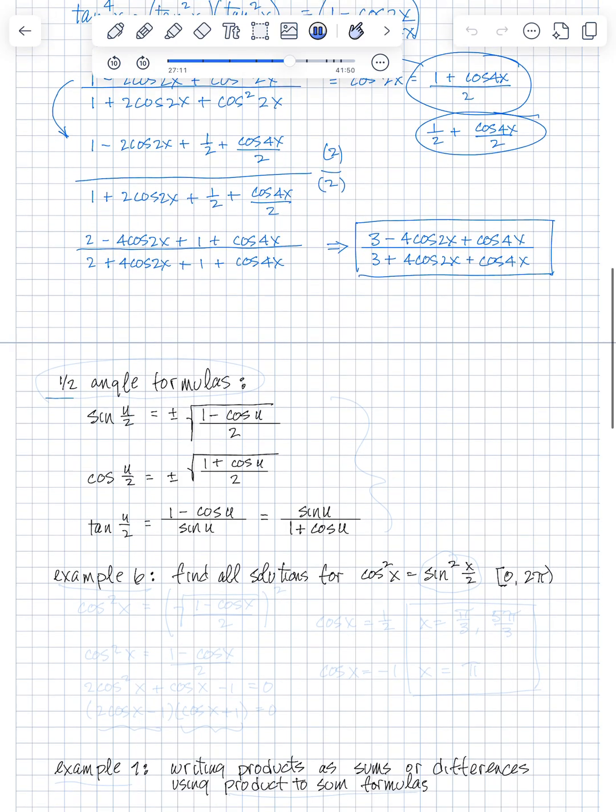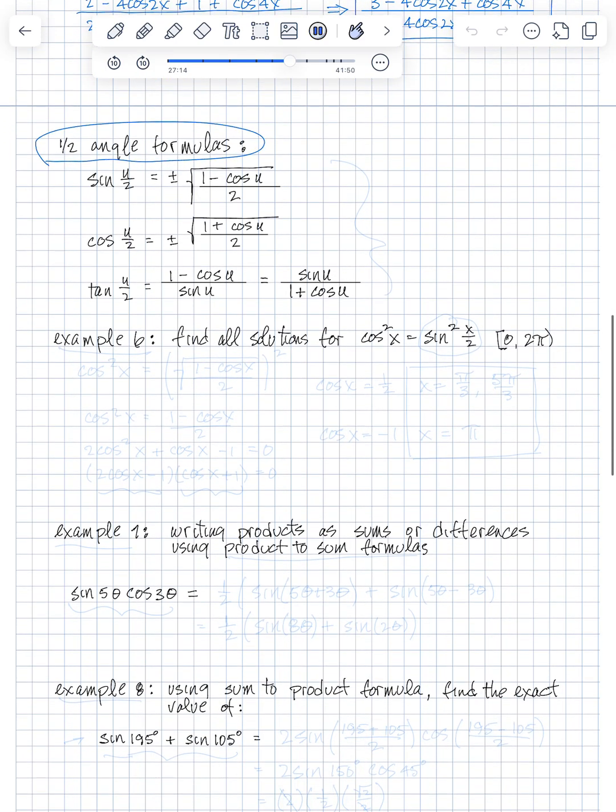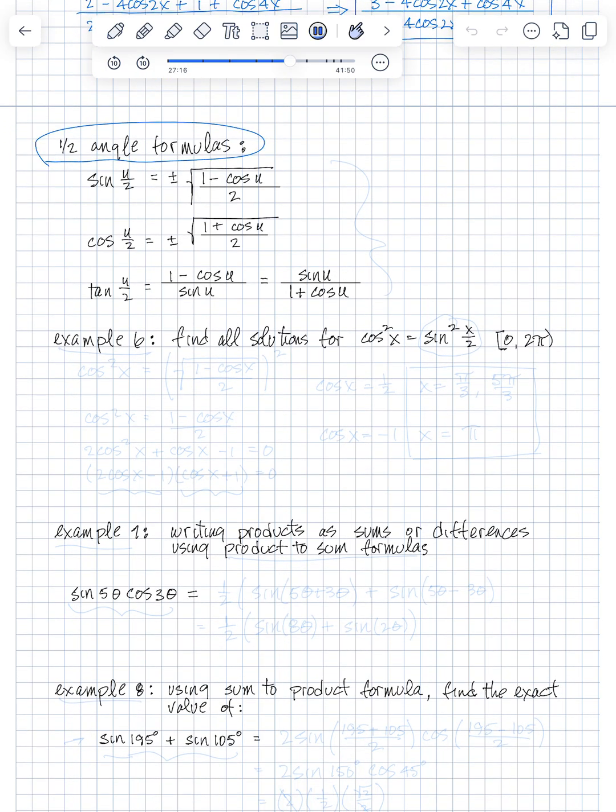Okay, let's look at the half angle formulas. So this is the sine of u over 2, or cosine or tangent of u over 2, and these are the 3 equations that are given on the handout. So let's do an example. Example 6, find all solutions for cosine squared x equals sine squared x over 2. And this time we're going to use the interval 0 to 2 pi.